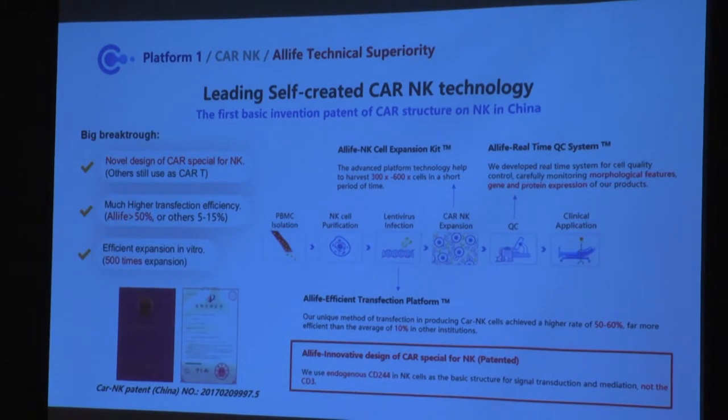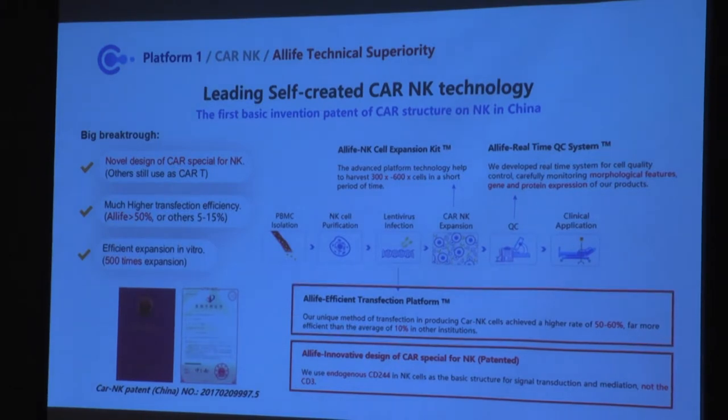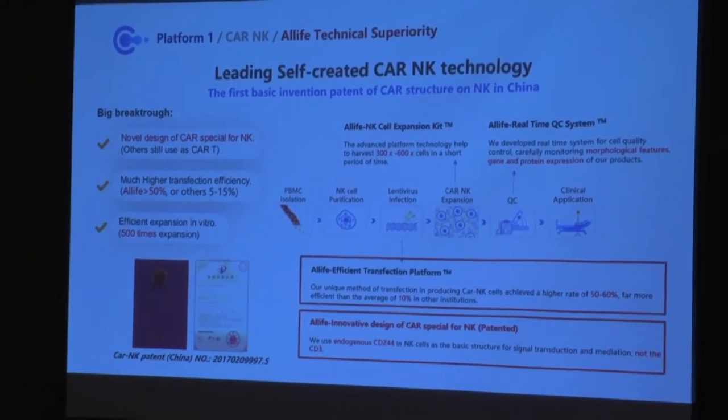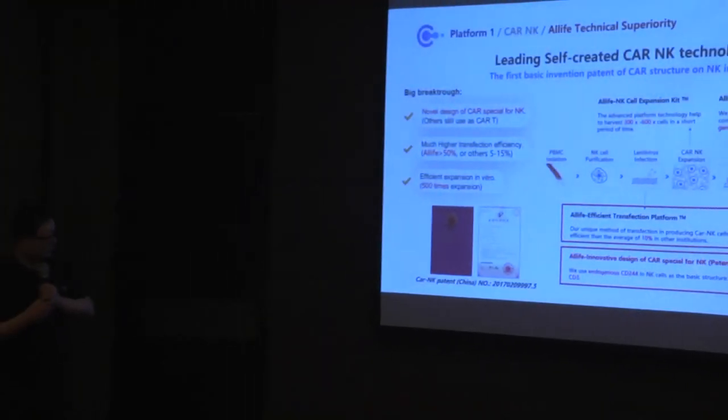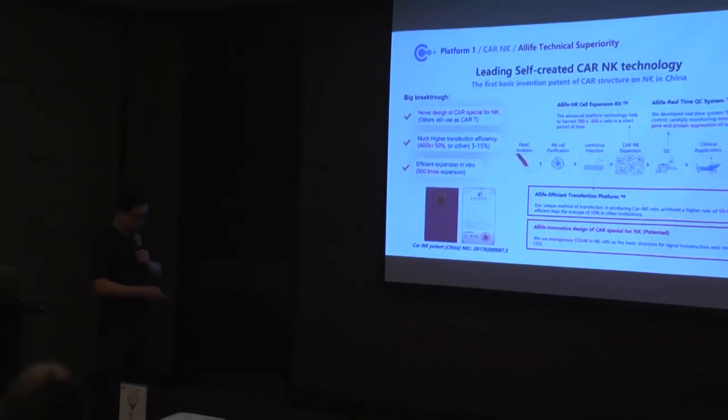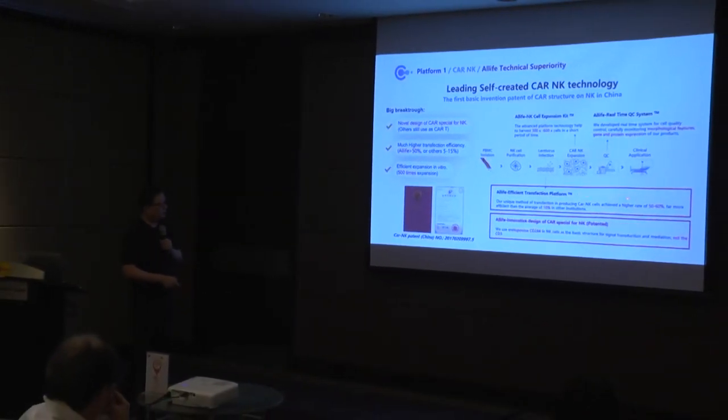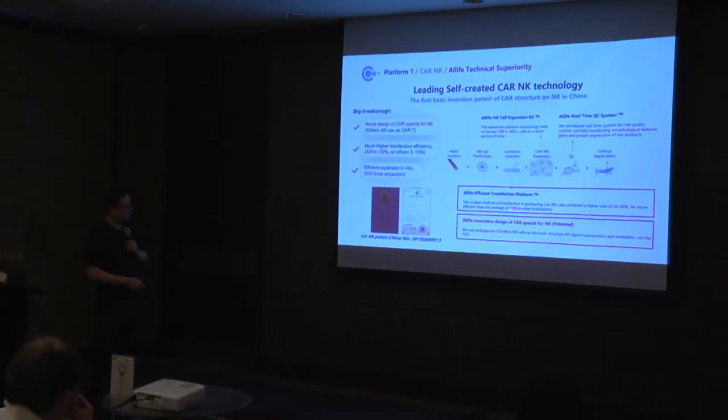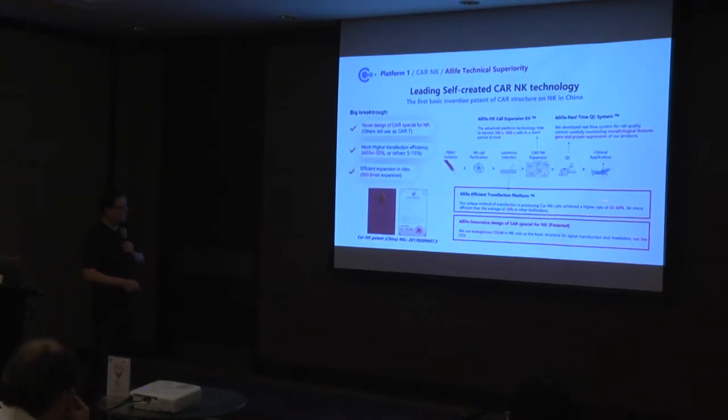Compared to CAR T, for our CAR NK technology we have a patent, so we have full intellectual property. To protect new drugs, the first thing is the structure patent, and second, the production line also needs protection. We have another patent, because NK cells are very difficult to transfect, only 10%, but now we can reach a 50 to 60% transfection rate.